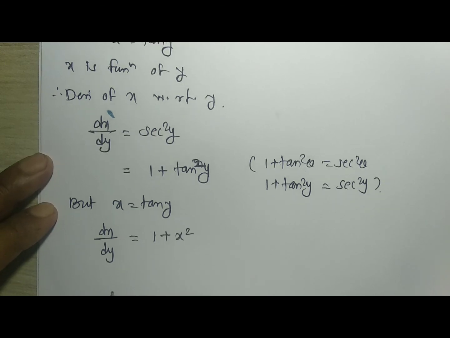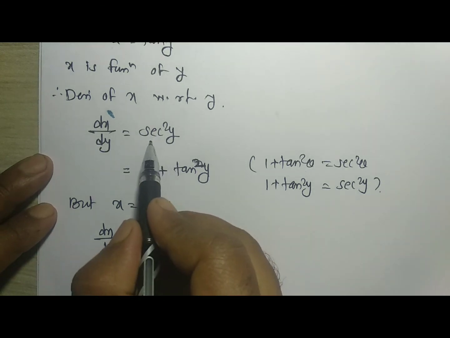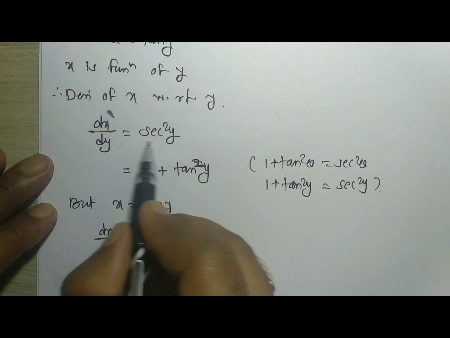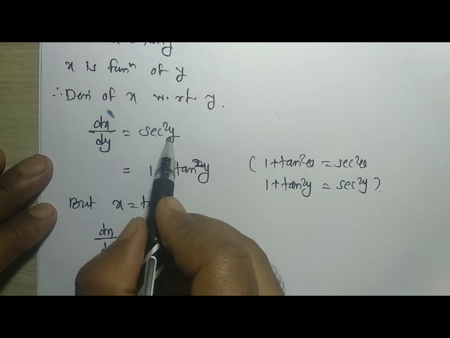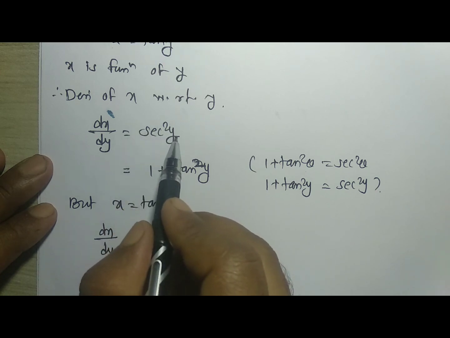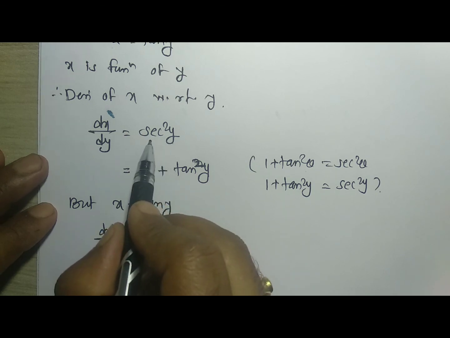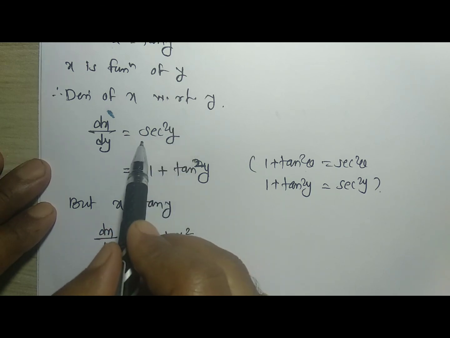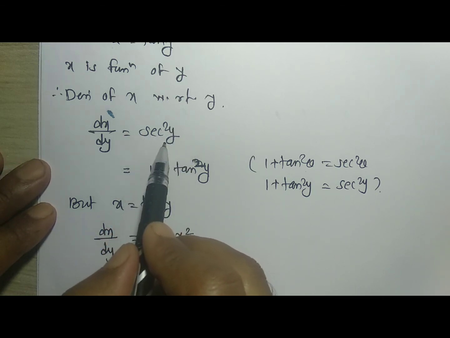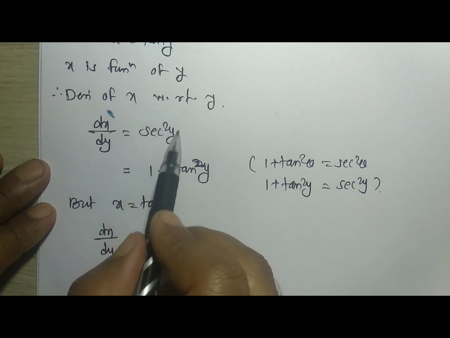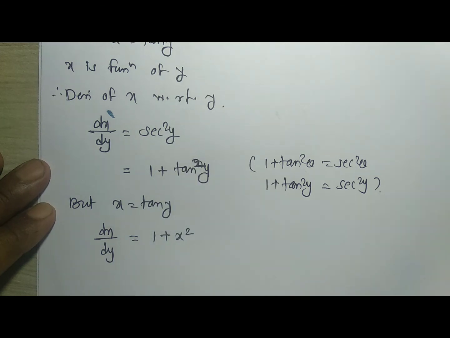And right now we have to once again consider whatever be the value of sec y. The value of sec y is positive or negative, the square of that value is nothing but a positive, and therefore you will get dx by dy is equal to 1 plus x square.